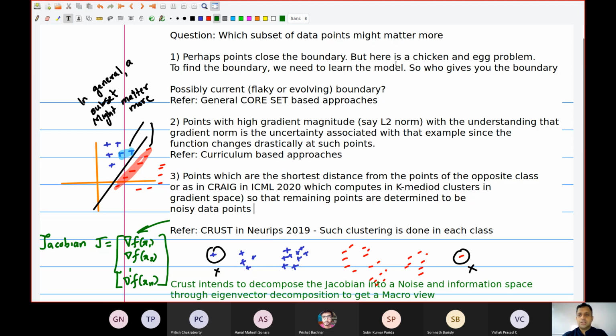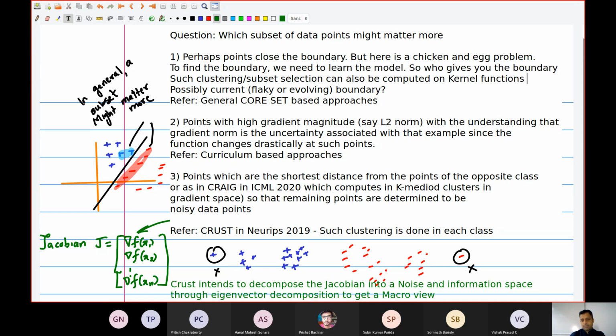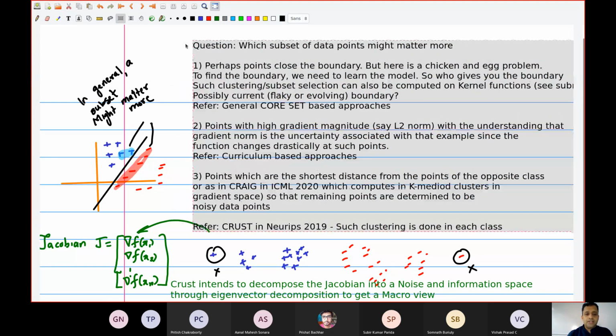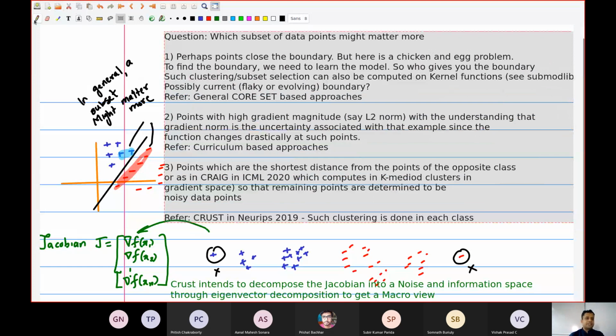Such clustering and subset selection can also be computed on kernel functions. So see submodlib, which I'll be talking about very soon. Okay, great. I think this was a very useful discussion. I'll revisit this slide.